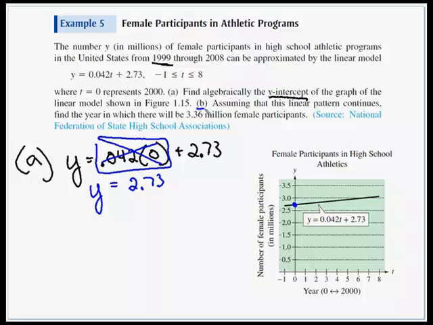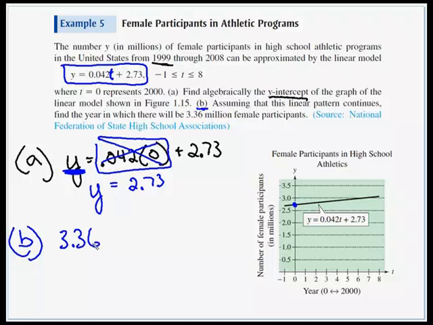Okay, let's see here, part B. Assuming that this linear pattern does continue, if this model does accurately predict the future, find the year in which there will be 3.36 million female participants. So what they're asking us to do is, t is time. We want to find the time it's going to take for us to have an output value, a y value, of 3.36 million female participants. So for part B, they're giving us the y value that we want. That's 3.36. And they're asking us what value of t makes that happen.